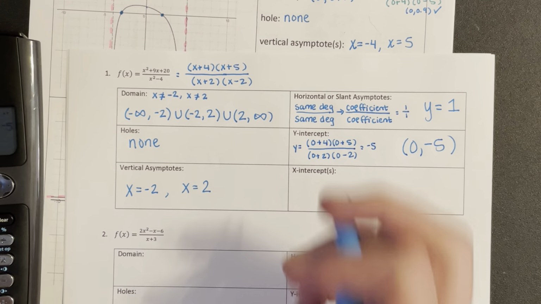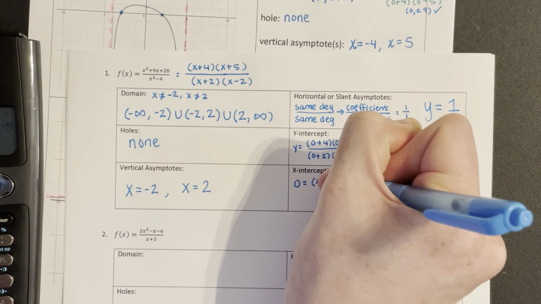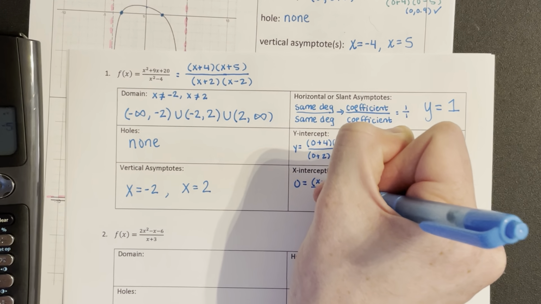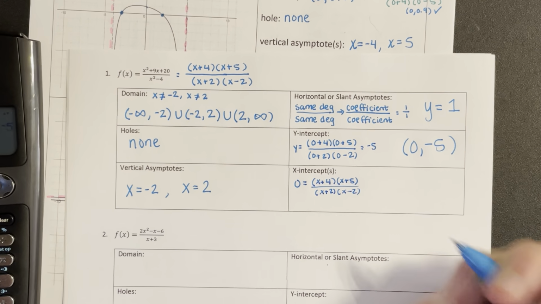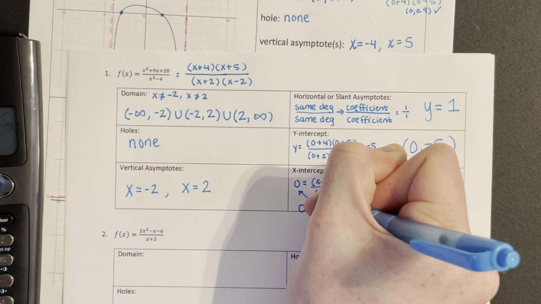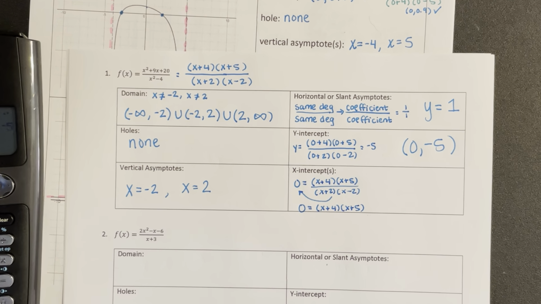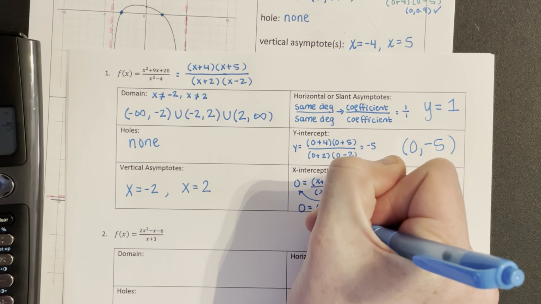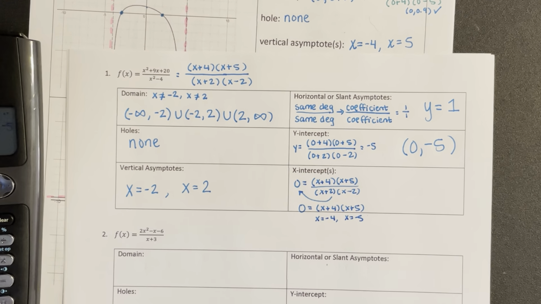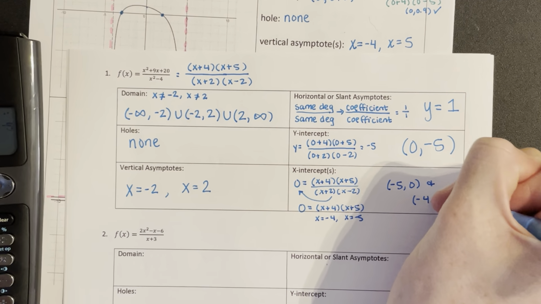The x-intercepts, I'm setting this equal to 0. So x plus 4 times x plus 5 over x plus 2 times x minus 2. We multiply this up to the 0, and it just stays 0 equals x plus 4 times x plus 5. Using the zero product property, we find that x equals negative 4 and x equals negative 5. There are two x-intercepts. One's at negative 5, 0, and negative 4, 0.